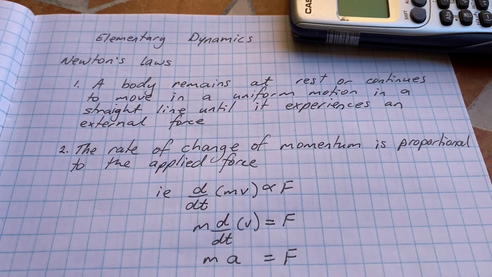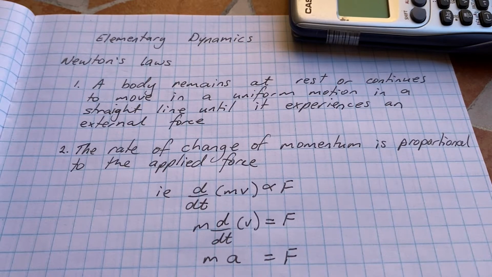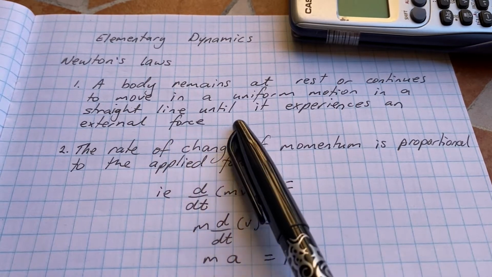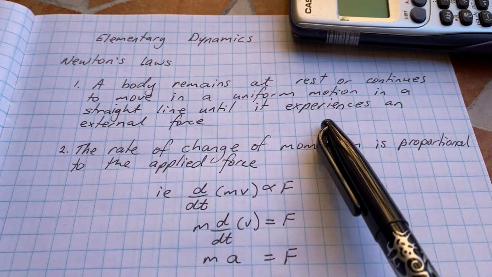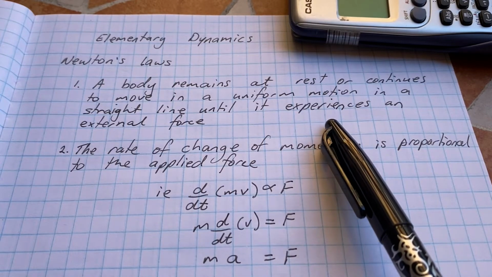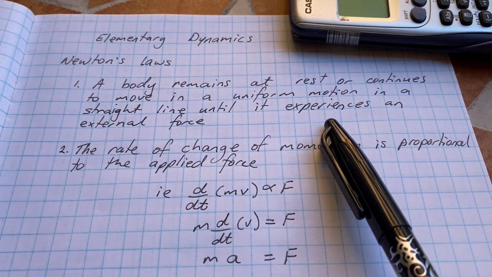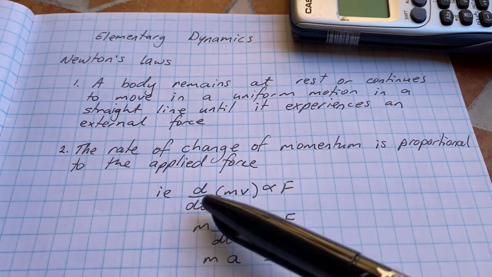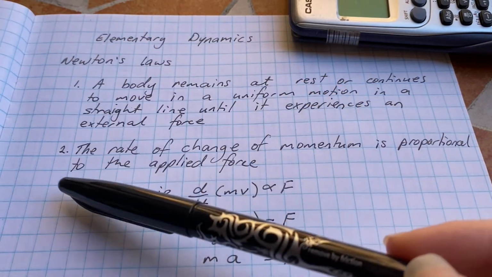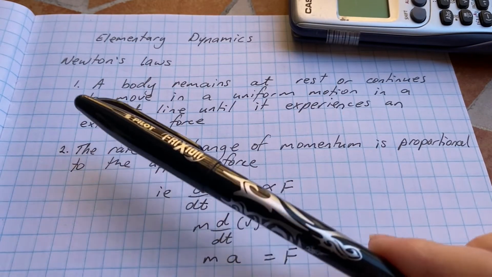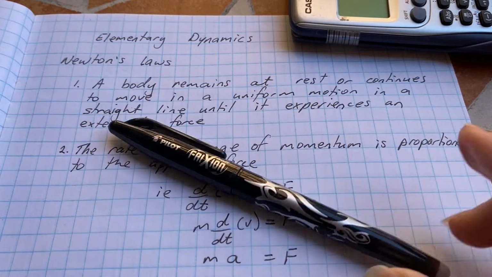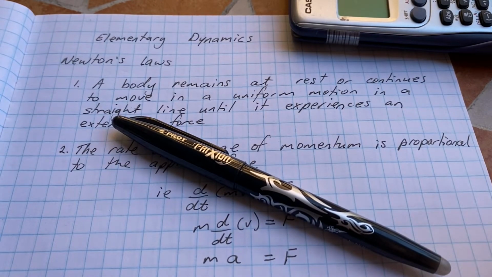So we're just going to look a little bit at elementary dynamics, basically looking at Newton's laws. The first law is that a body remains at rest or continues to move in uniform motion in a straight line until it experiences an external force. So basically, if I'm exerting a force on it, it'll move. But if I don't exert a force on it, it just stays there.